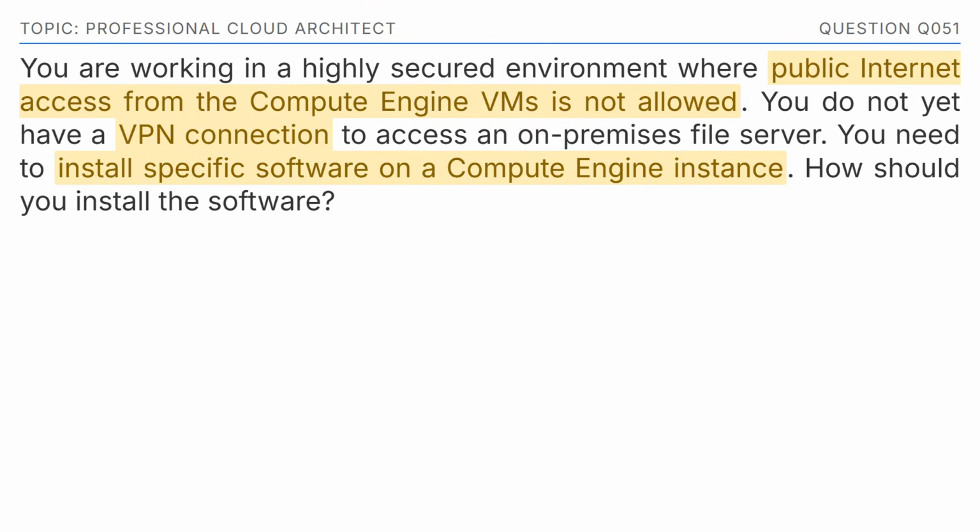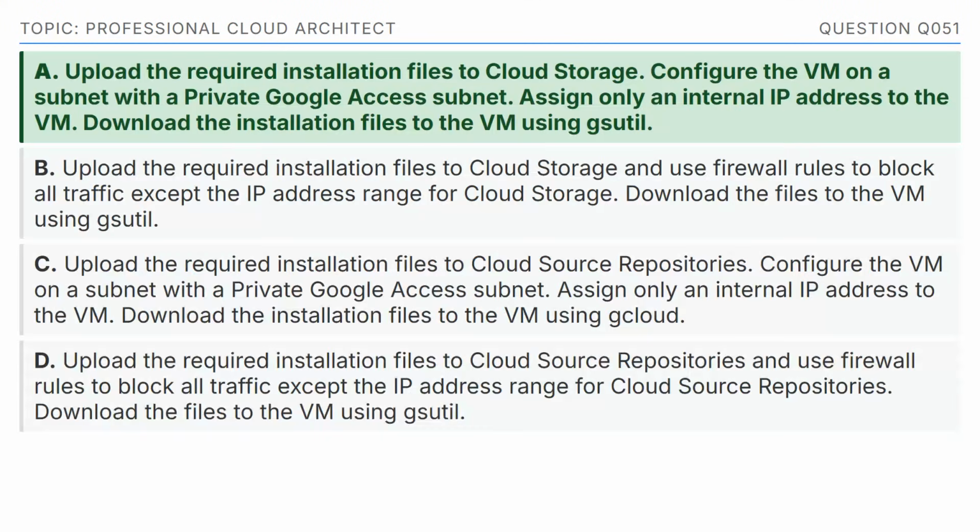To arrive at the correct answer, we focus on the keywords: public internet access from the Compute Engine VMs is not allowed, VPN connection, install specific software on a Compute Engine instance. The correct answer is option A, upload the required installation files to Cloud Storage. Configure the VM on a subnet with Private Google Access. Assign only an internal IP address to the VM. Download the installation files to the VM using gsutil.